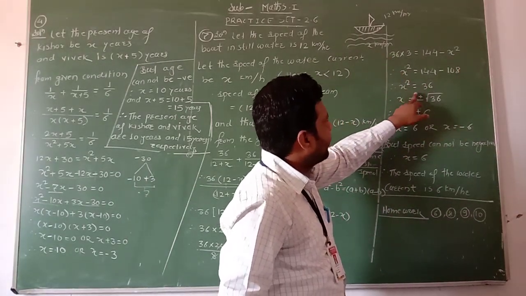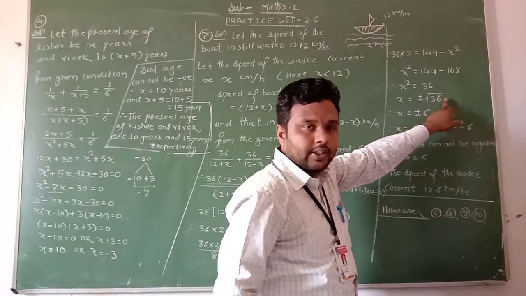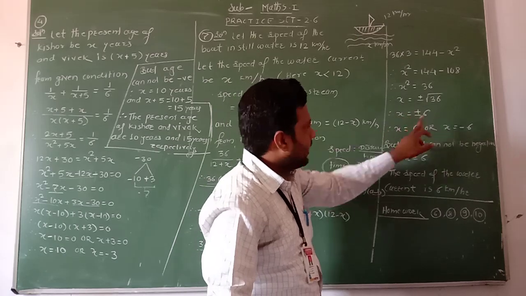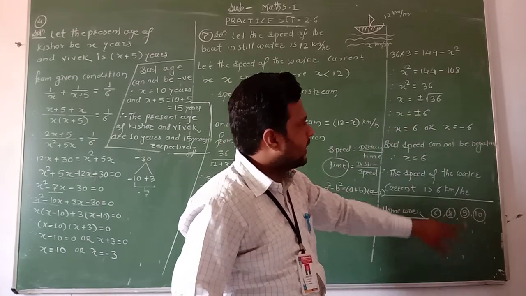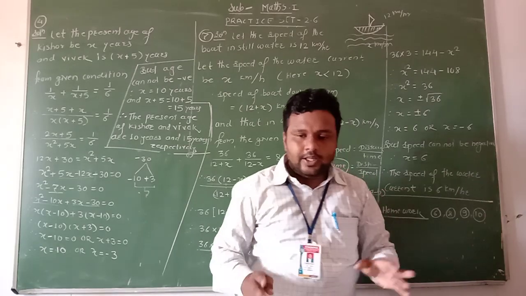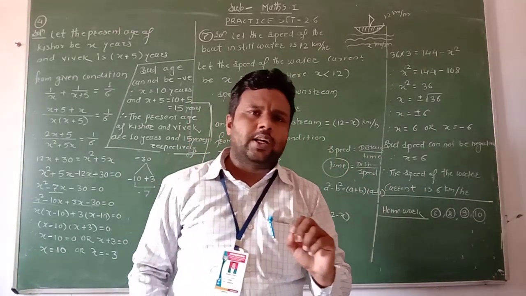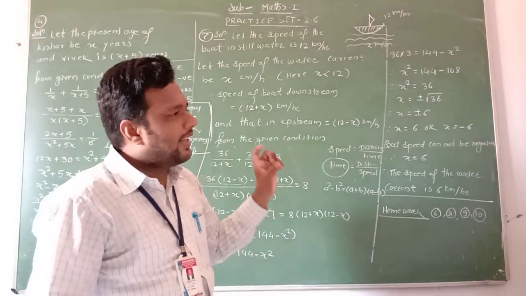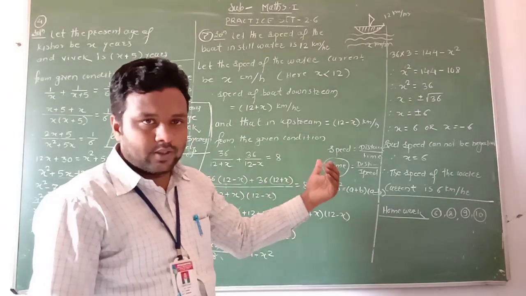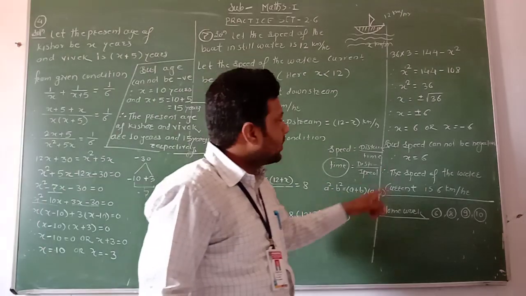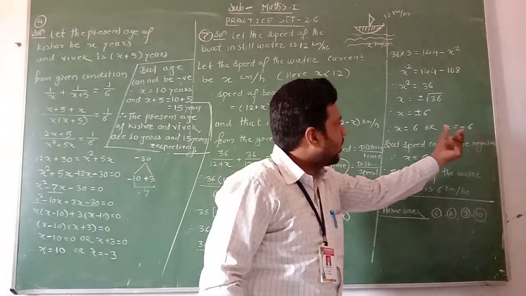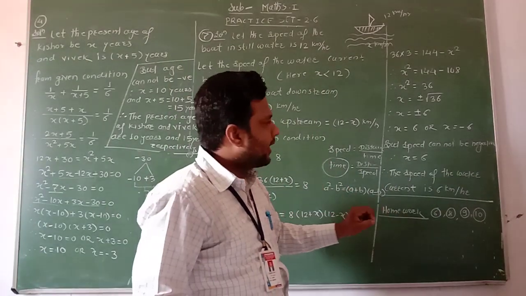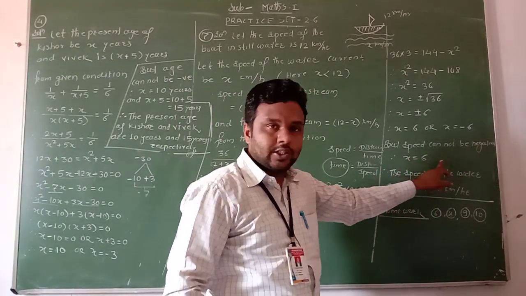Therefore x is equal to plus minus square root of 36, so x is equal to plus minus 6. Therefore the value of x is 6 and x is minus 6. Here we get the two roots of the quadratic equation, x is equal to 6 and x is equal to minus 6. But x is related to the speed. Therefore speed cannot be negative. Therefore x is equal to minus 6 is not acceptable. Then what is the value of x? Here we have to take x is equal to 6.